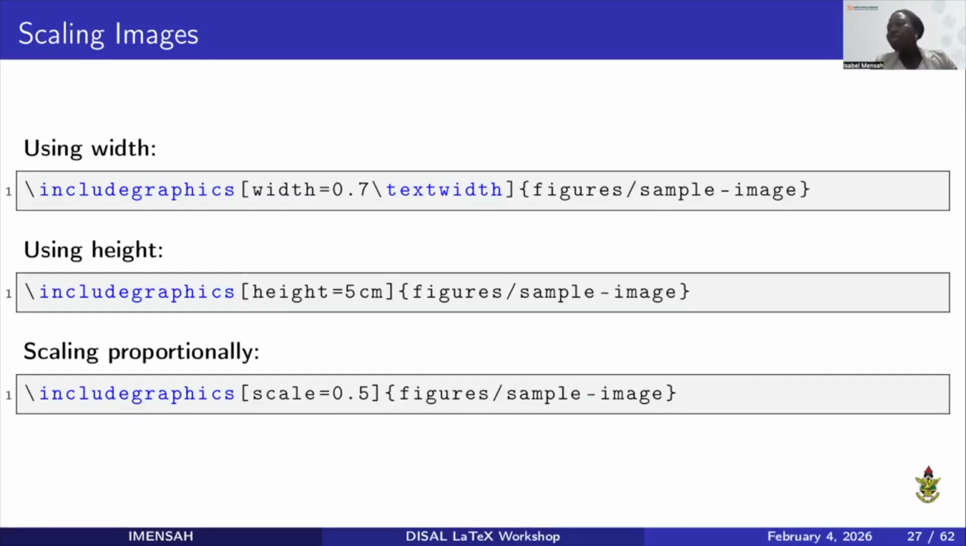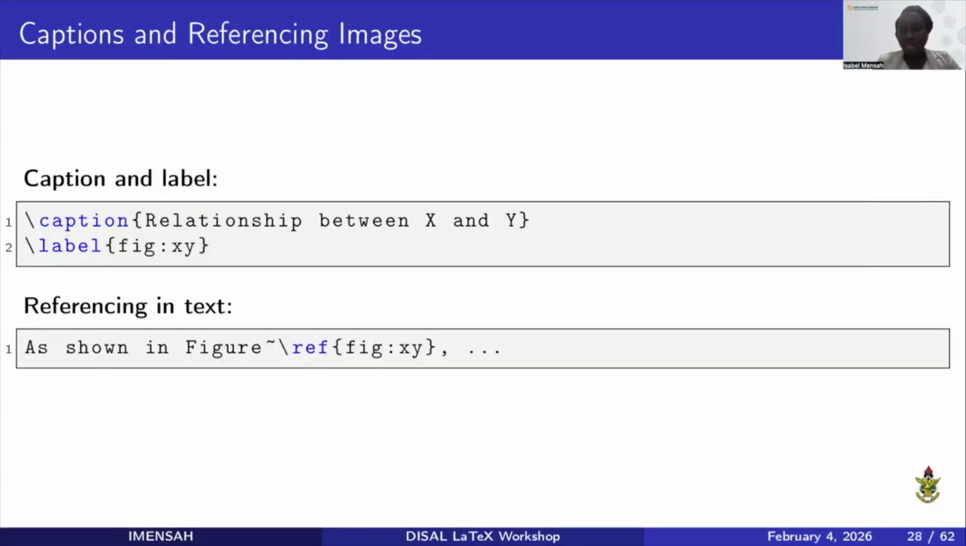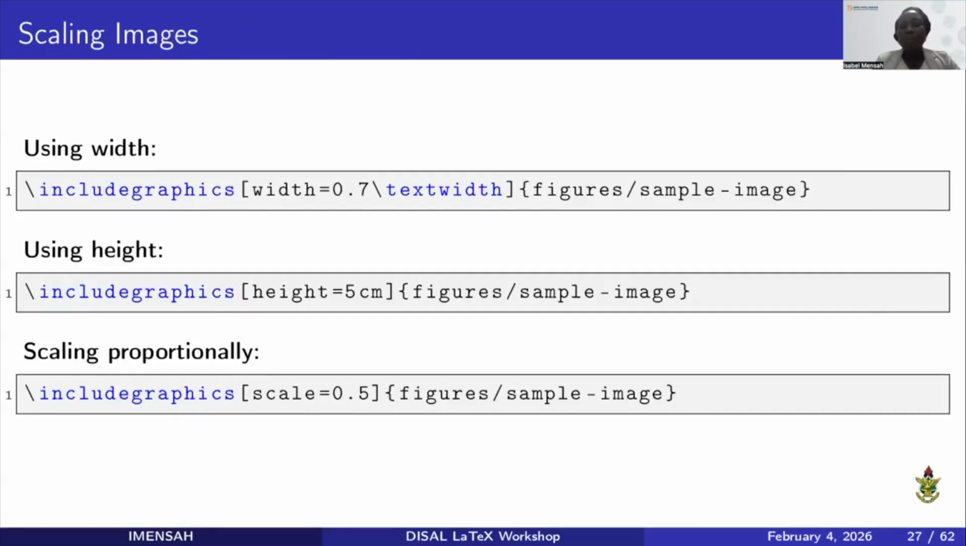If you think the height is too short or too long, you can always adjust it with the height function in there. Then the interesting one to me is the scaling proportionally. So instead of adjusting width, adjusting height, adjusting whatever, you can decide to just scale the image.